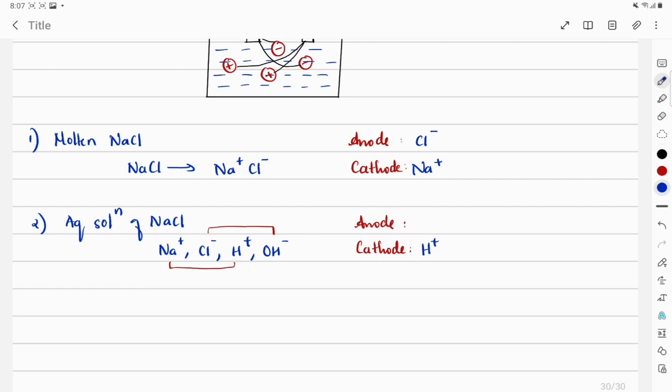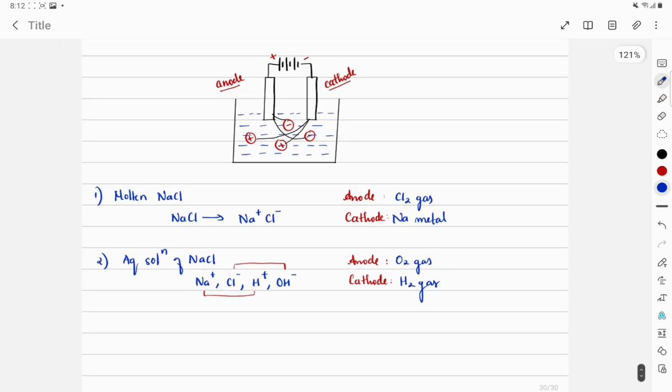Similarly for the anode, either chlorine gas can evolve or oxygen gas can evolve. Oxygen has higher oxidizing potential, or oxidation potential, compared to chlorine. So here oxygen is going to be evolved. More exactly, if you write, chlorine gas, sodium metal, O2 gas and H2 gas. This is what is happening during electrolysis.